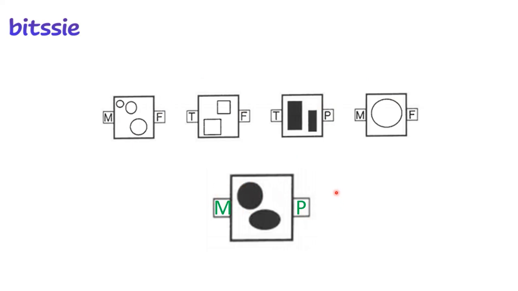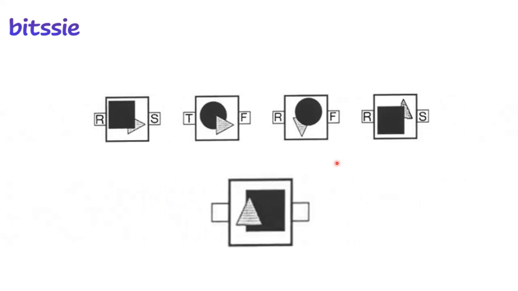Let's look at the second question to apply this method again and see if it works. So for our first box, we have R, T, R, and R. We can see that we have a square in the first box, a black square, which could correlate to the letter R.